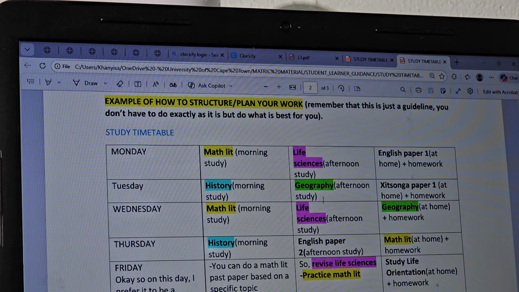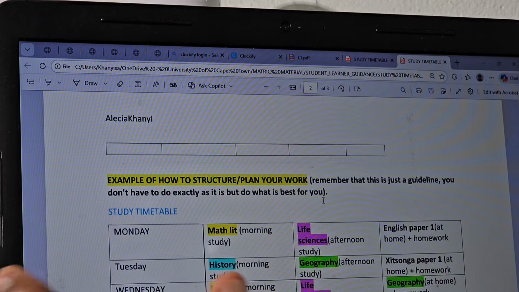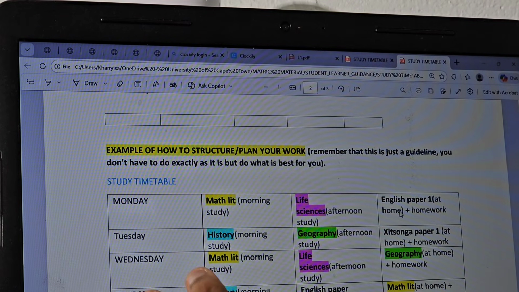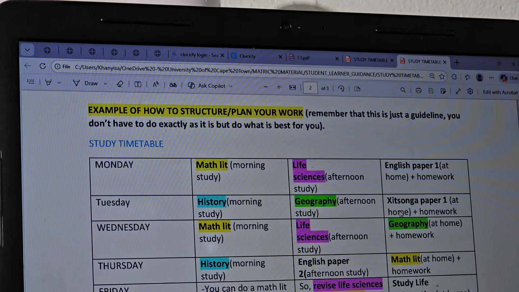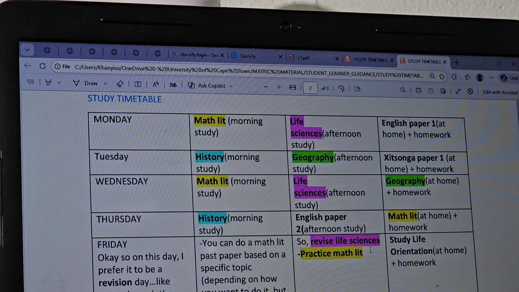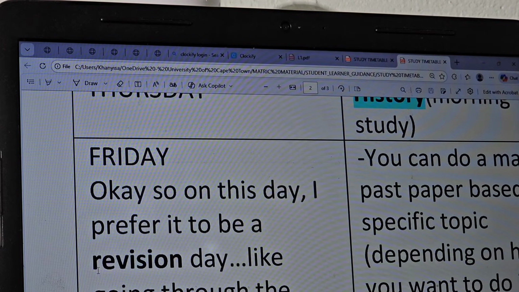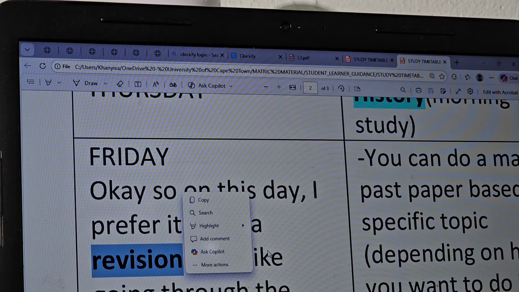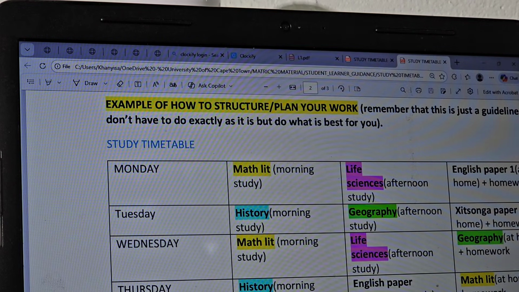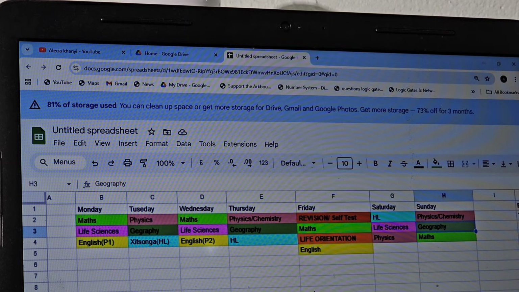This is a guideline of how to start. It doesn't have to be exactly the same as mine, but this is the approach that I would use when I was still in high school to keep everything balanced. Revision is very important. That's why it's even in bold. Really good, very important. So I feel like that's basically it, guys. This was a very long video.